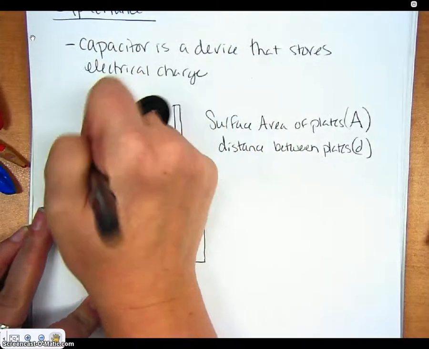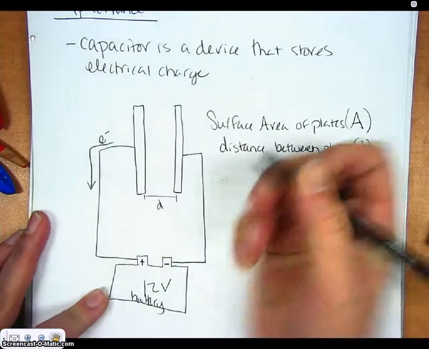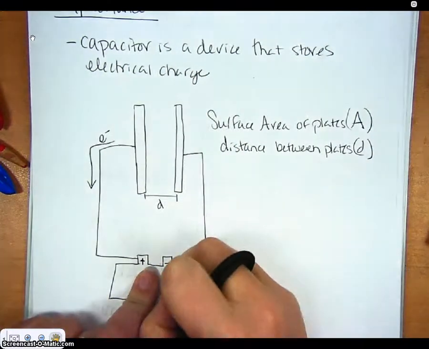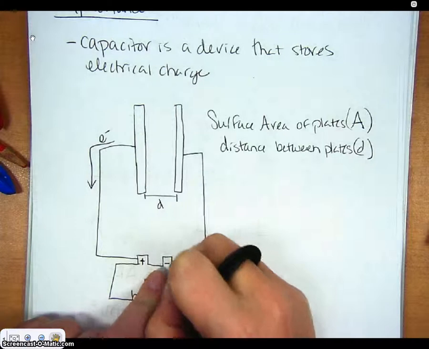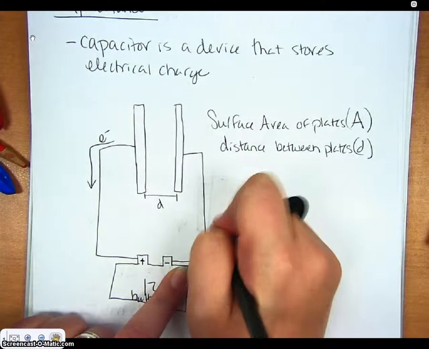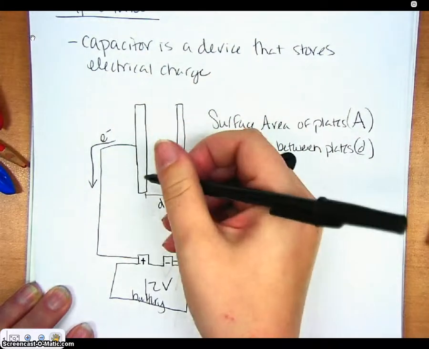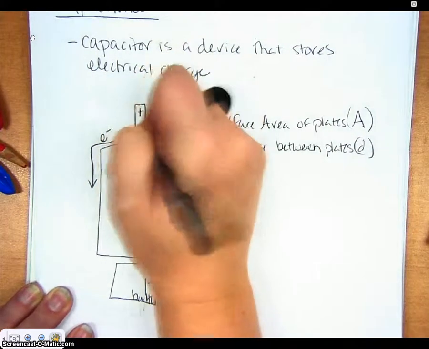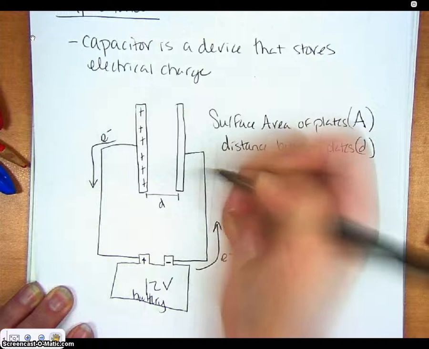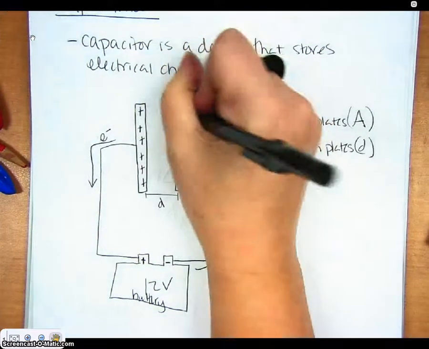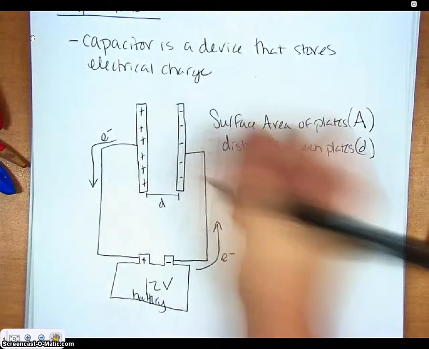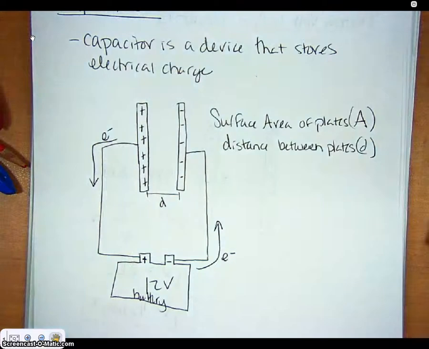So electrons are going to start to flow in this direction, okay? Then electrons are also going to be repelled by this negative side of the battery, so electrons start to flow in this direction too. So as electrons leave this plate, you end up with a net positive charge, okay? And as electrons are added to this plate, you end up with a negative charge. Okay? So capacitance is really the amount of charge that something can hold per unit voltage.